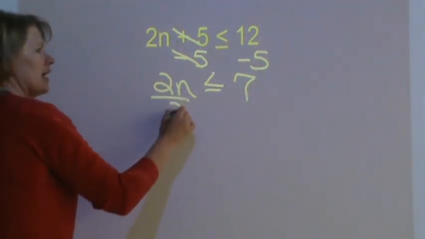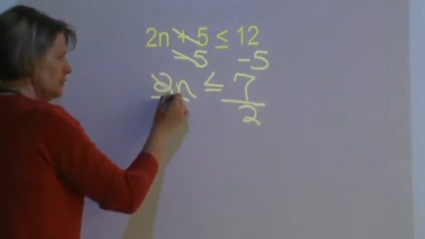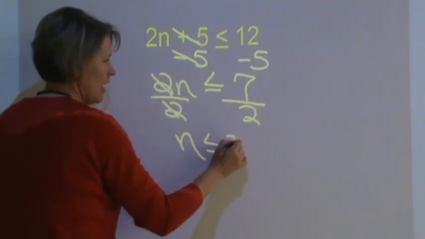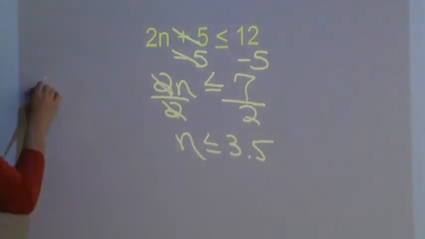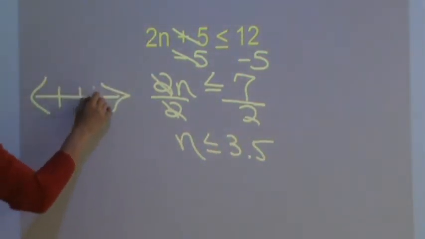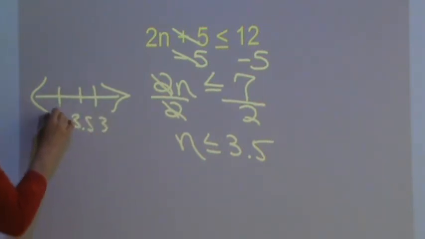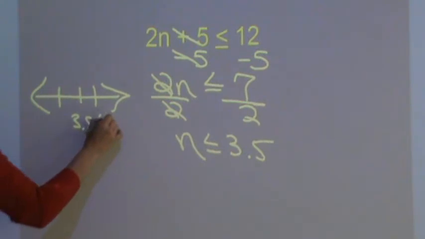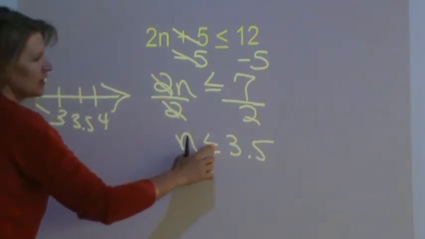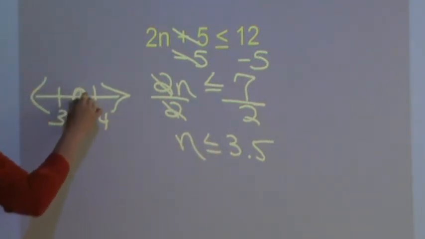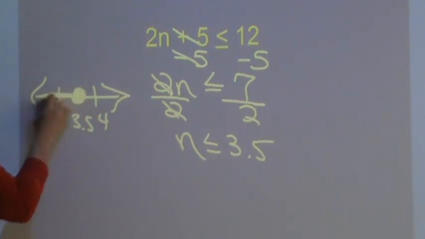All right, I'm going to divide both sides by 2, excuse me. And I get 3.5. 3.5, 3, and, oops, did that backwards, sorry about that. Okay, so it's going to be closed on 3.5, and it could be anything smaller than that, so it's going to go this way.